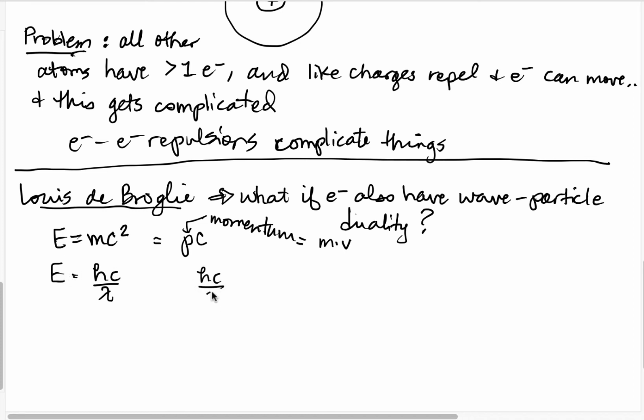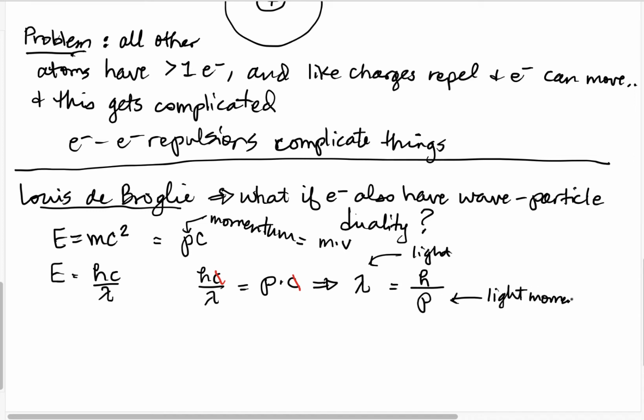So then we'd have hc over lambda is equal to p times c. Notice that the speed of light will cancel out for both of these things. And he said, well, this means that you can talk about the wavelength of something in terms of Planck's constant divided by its momentum. And if we were talking about the wavelength of light, then this would get us some light momentum, which we don't really know how to deal with right now because light doesn't have mass. But electrons have mass.